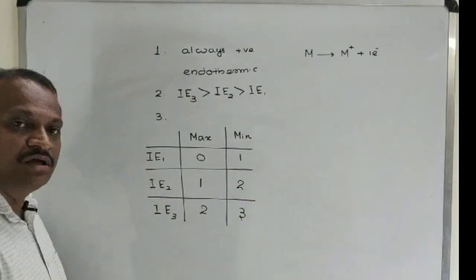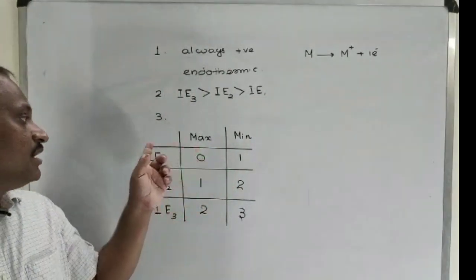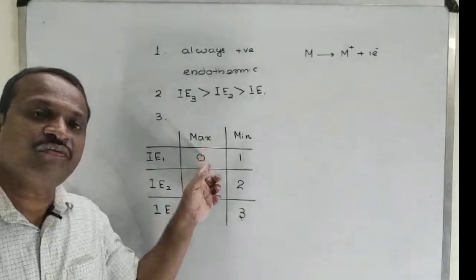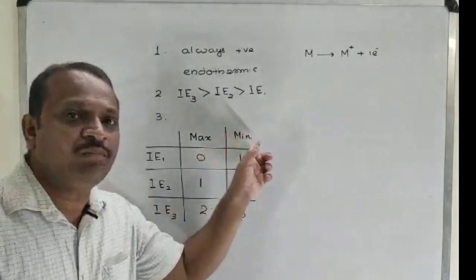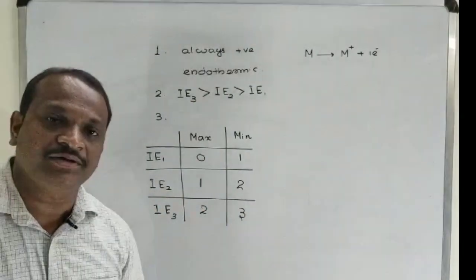2. So which one has maximum ionization enthalpy? It's maximum IE1, it's for the 0th family. Which one has minimum IE1? It's for the 0th family. This table will help you to find that.